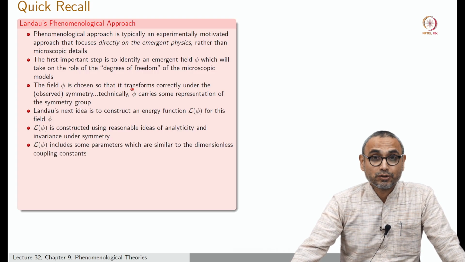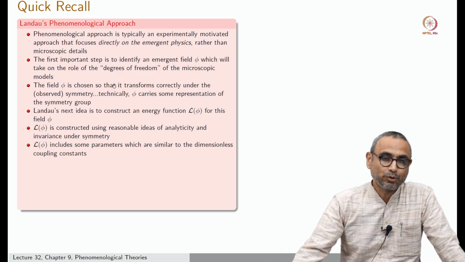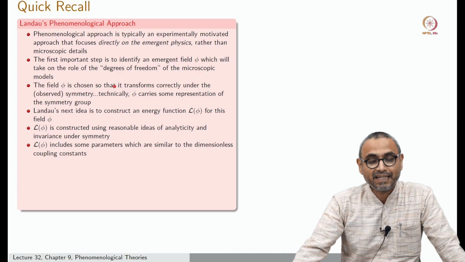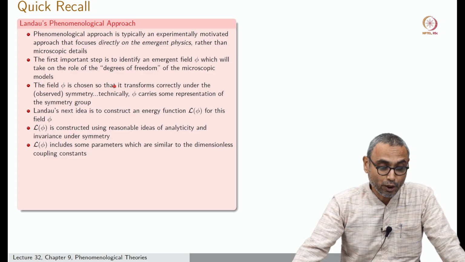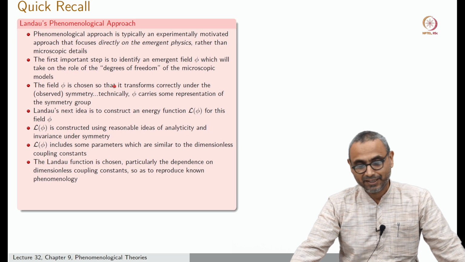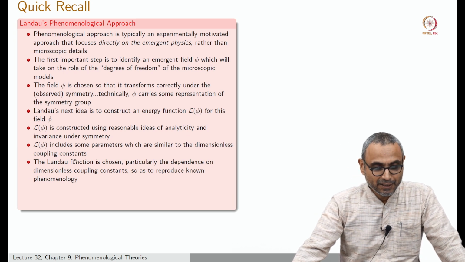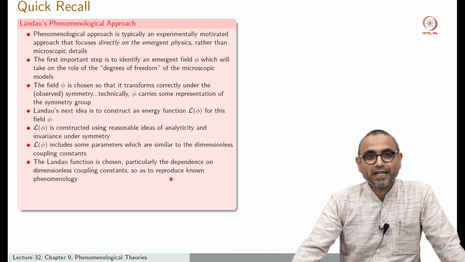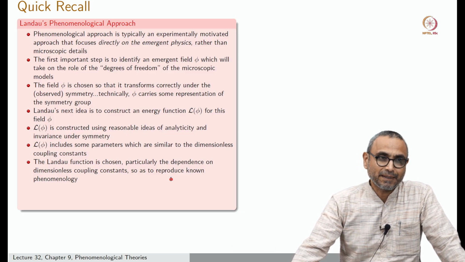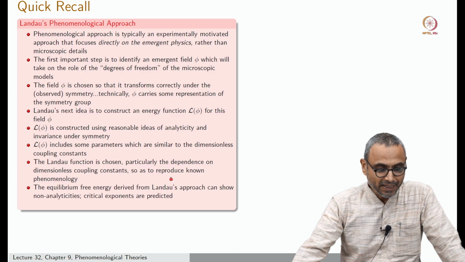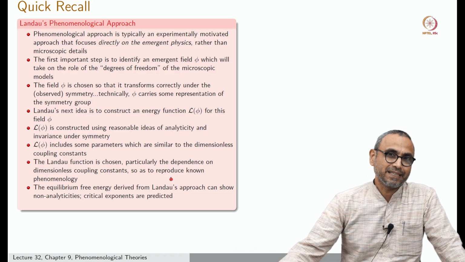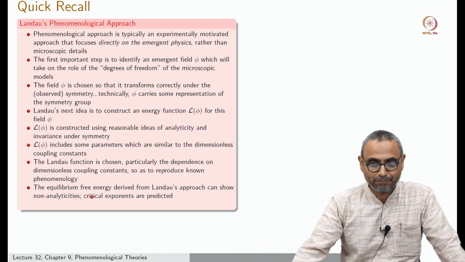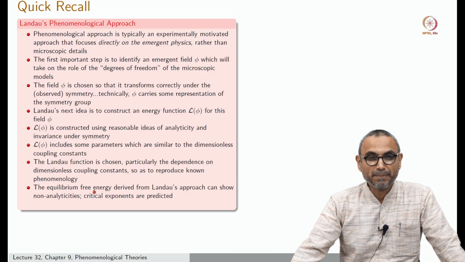And in choosing this Landau function, we also introduce into the Landau function certain dimensionless coupling constants, whose dependence is chosen judiciously so as to reproduce the phenomenology that we know is there in the experiments. So this is the main step. So we choose the Landau function so that certain phenomenological aspects of the problem are reproduced, and once we are done with that, we can derive the equilibrium free energy density and so on, which in the simplest Landau theory approach will be simply the minimum of the Landau function.